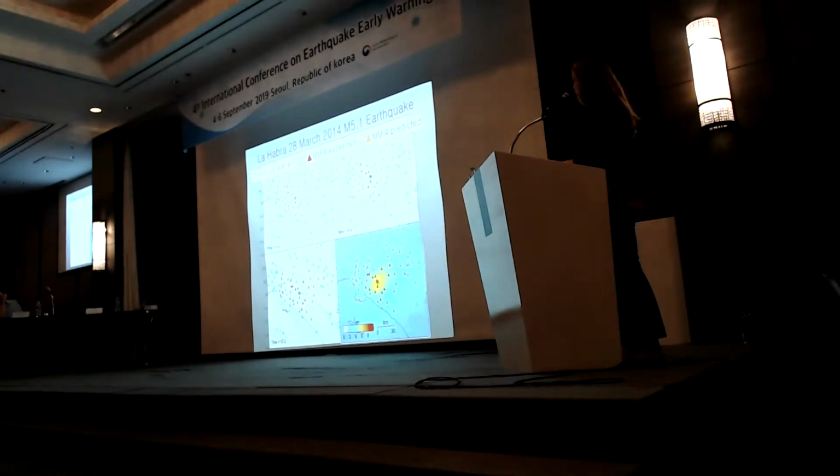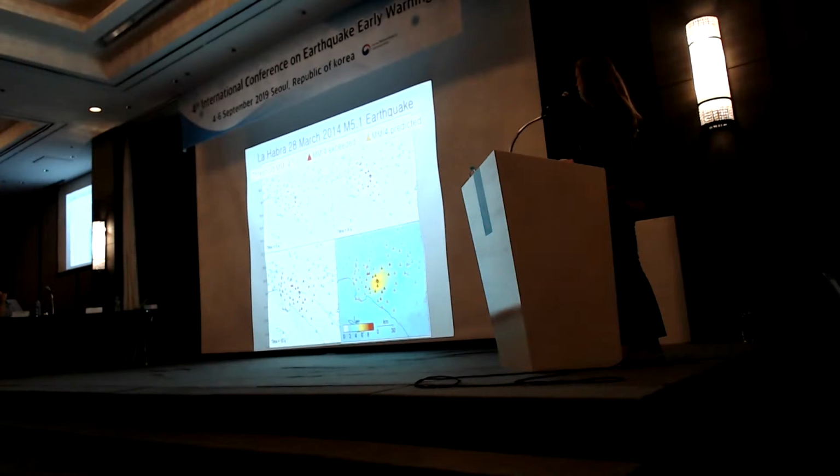Here's just a snapshot of that movie at 3 seconds, 8 seconds, 13 seconds, and then it's overlaid on an MMI shape map. So you can see that MMI 4 regions are generally encompassed by these red circles, and it doesn't overpredict out to farther distances. So that's just how PLUM works.